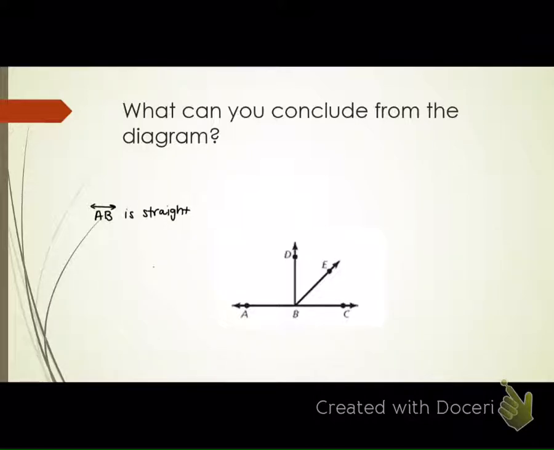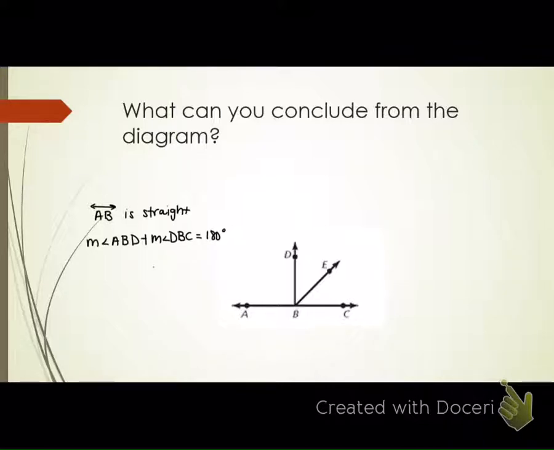What's something else you can assume from this diagram? Hannah? The measure of angle ABD plus the measure of angle DBC equals 180 degrees. They form that linear pair.